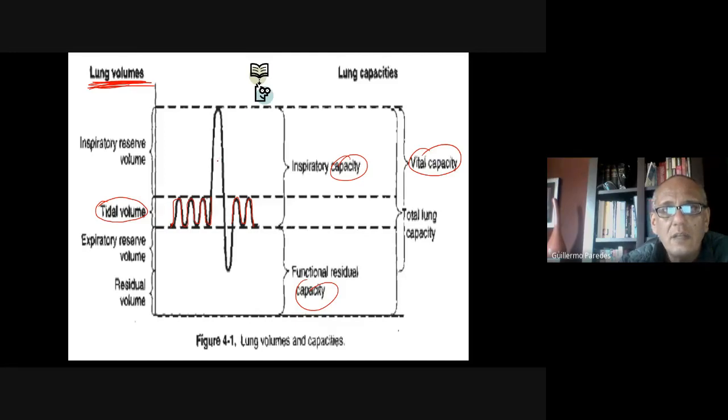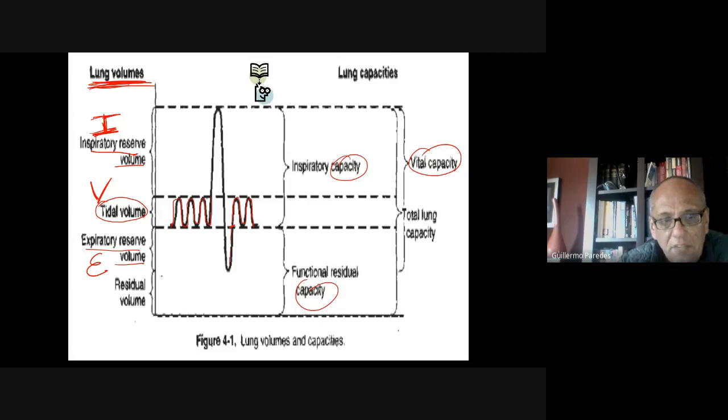When you inhale and keep inhaling to the maximum, that is the inspiratory reserve volume. Inspiration to the maximum, that is after the tidal volume. Then we have the same thing after the tidal volume: you exhale and force the exhalation as much as you can. Exhale everything you can. That is the expiratory reserve volume. Okay?